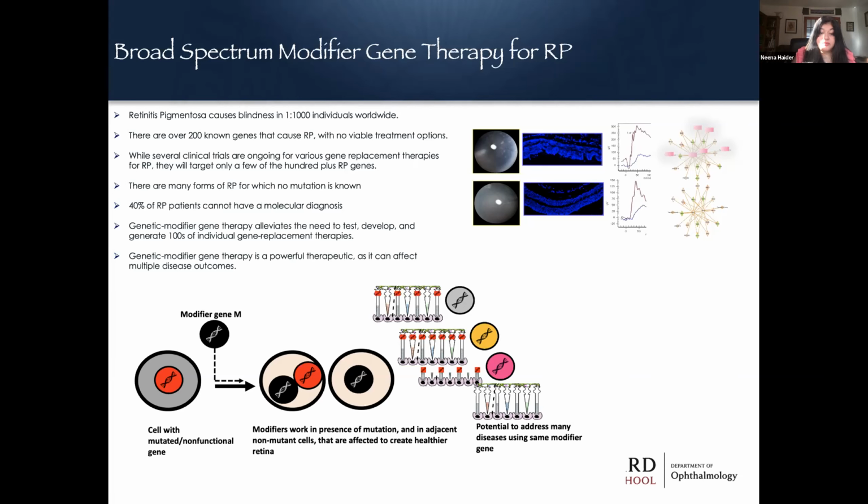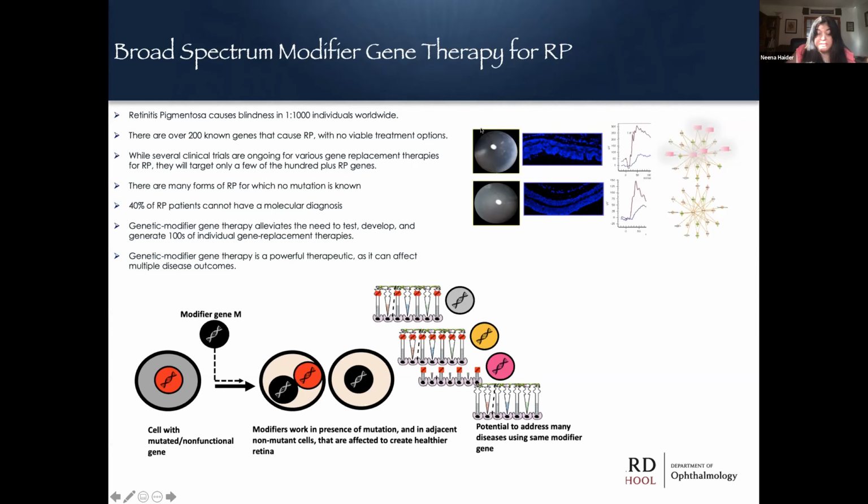So what the genetic modifier therapy was able to do is alleviate the need to test or develop hundreds of different specific individual gene therapies. The modifier therapy is a powerful therapeutic as it can have an impact on multiple disease outcomes. So in the presence of the mutation, it can impact disease.